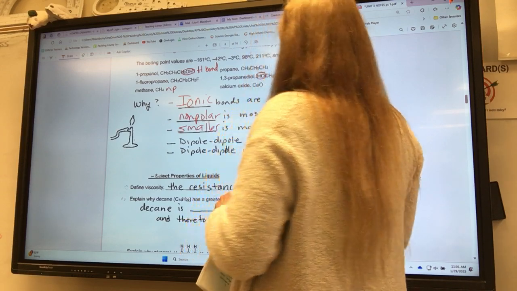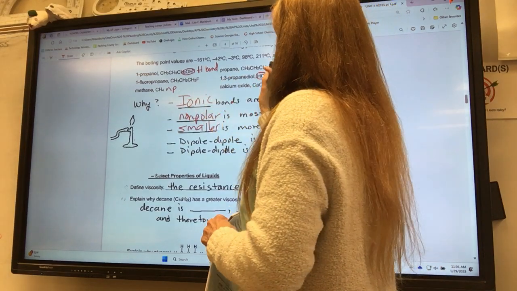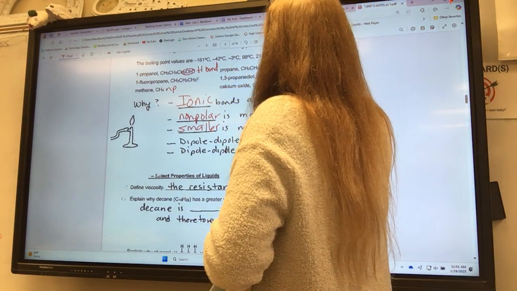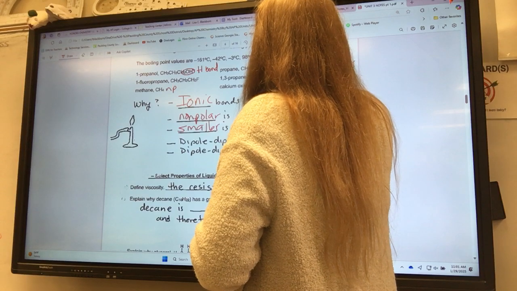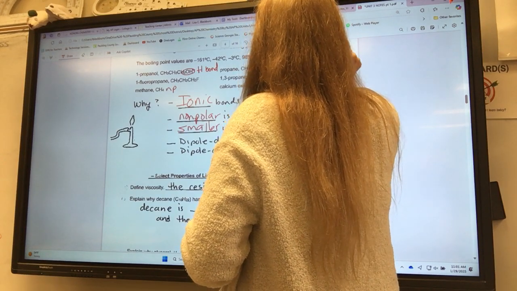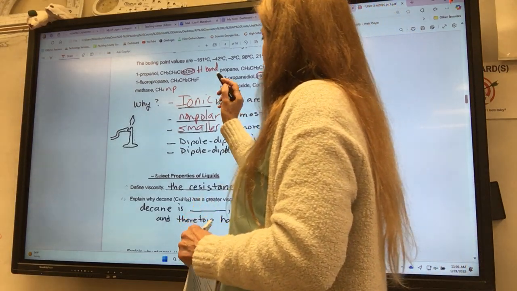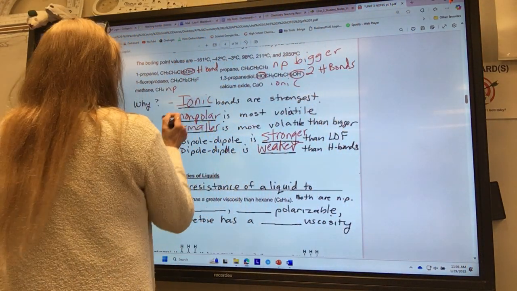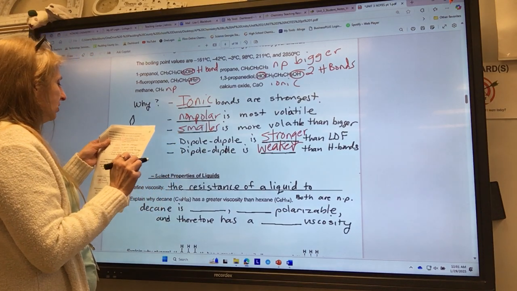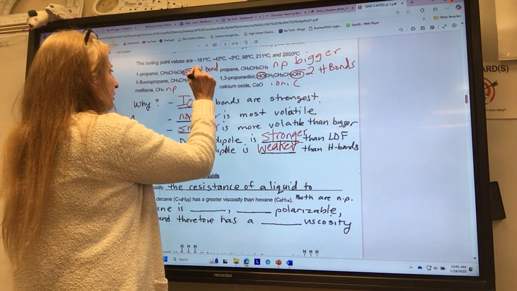Okay, this one is also nonpolar. It's symmetrical. It's all carbons and nitrogens. So it's nonpolar, but it's bigger. So that's what we're going to think about with that one. And this one has this little end that's got a charge. So it's got dipole-dipole.